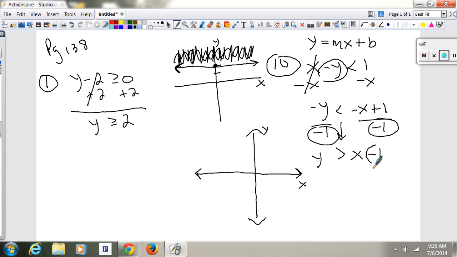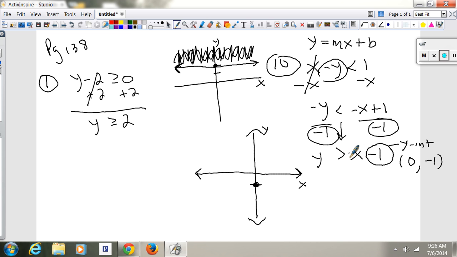This point right here is called the y-intercept. And it's 0, whatever that number is, so 0, negative 1. It's a free point for us. 0, negative 1 is down here. So we can actually start our graph at that point.